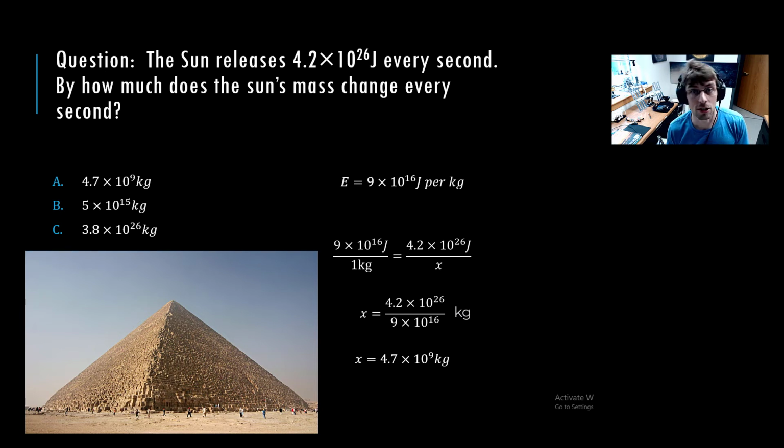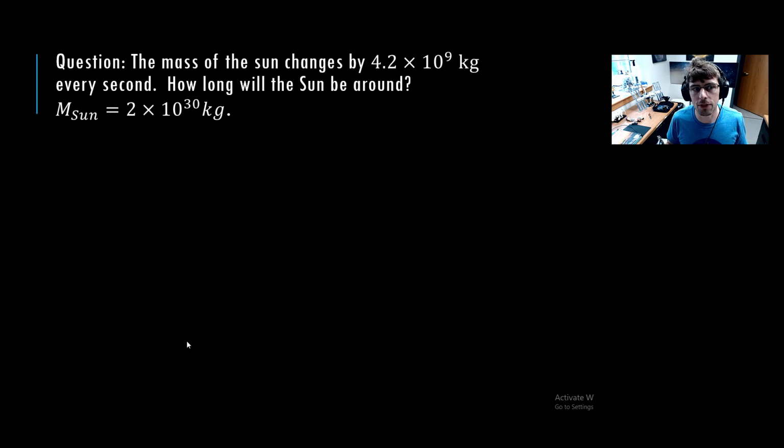So the next question, which I think is a good question to ask: how long will the sun be able to sustain this process? The mass of the sun is 2 times 10 to the 30th kilograms, and it is converting material at a rate of 4.2 times 10 to the 9th kilograms per second. How long can the sun sustain this process? Yeah, you got it?